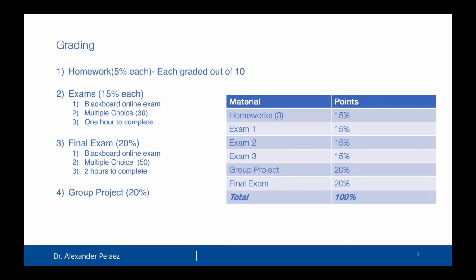So grading works pretty simple. Each of the homeworks is worth roughly 5% each. Each is graded out of 10. So if you get a 10 out of 10, you'll end up with 5 points towards your final grade. So that's 15% of your grade.